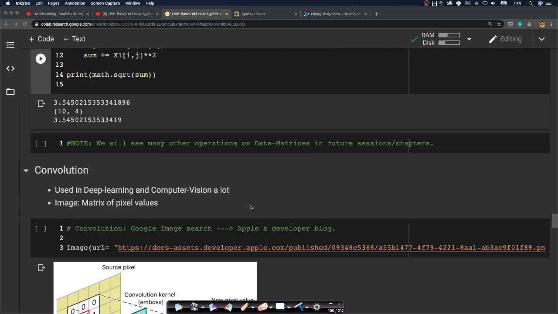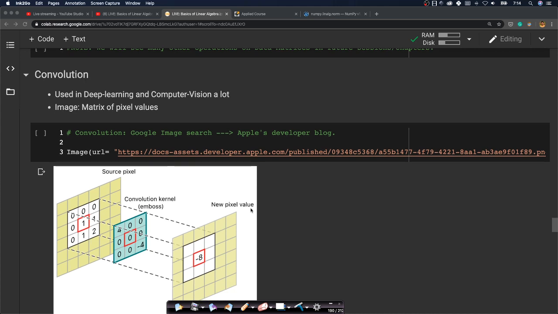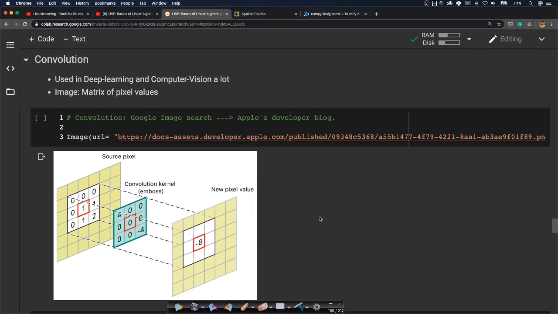Okay, sounds good. So let's go to convolution. I just wanted to show you the power of matrices in the context of image processing. Again, please understand that this is not the whole of image processing. We are just touching the tip of the iceberg. I just wanted to show you an application so that you can connect the dots here.